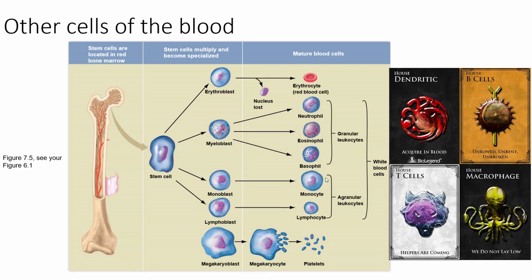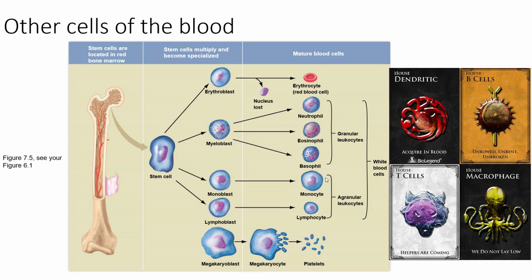Stem cells can also form, there at the bottom, megakaryoplasts, which will turn into megakaryocytes and give rise to platelets. There are also several different ways to become a white blood cell. And you do not need to memorize this. You just need to know that it's not the same way as becoming a red blood cell. You have myeloblasts, giving rise to granular leukocytes, monoblasts and lymphoblasts, giving rise to agranular leukocytes.